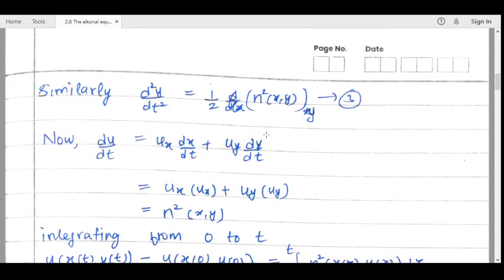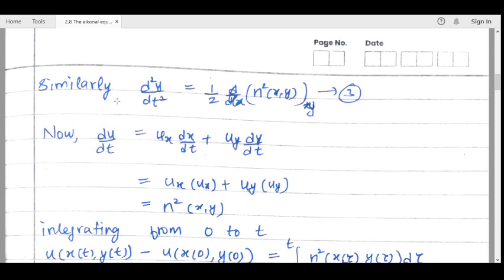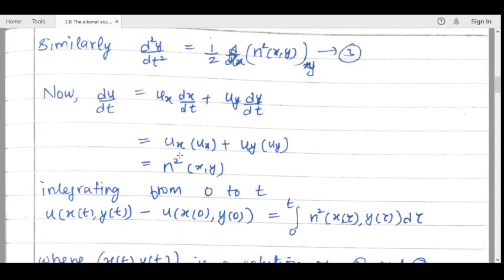Now similarly we can do it for d square y by dt square, and in the same way we get half the derivative of n square with respect to y. We mark it as equation number 3. Now what is du by dt? du by dt is the total derivative of u with respect to t, which we can write as ux dx by dt plus uy dy by dt. Now dx by dt is ux and dy by dt is uy. So from here you will get du by dt is n square of x, y.